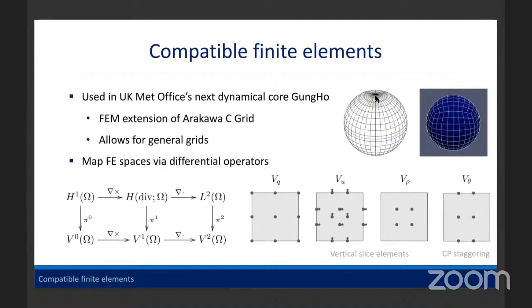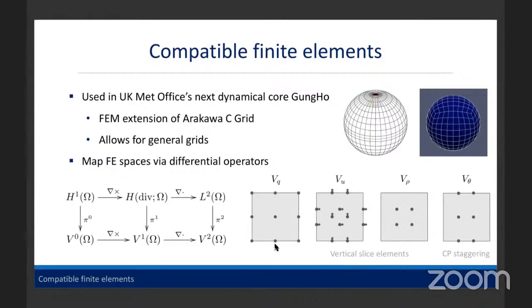And so they would like to move away from this grid, and that's why they're interested in the compatible finite element method, which is essentially the finite element version of the Arakawa-C grid, except because it's a finite element method, it allows for more general grids, like a cube sphere grid, for example. And the idea essentially is you pick your finite element spaces. So that's an example of finite elements for a two-dimensional vertical slice of the atmosphere.